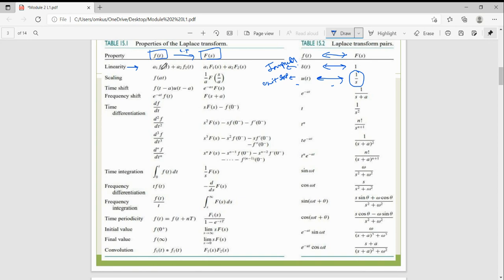Okay. Similarly, some other standard functions are given to you. Now see, this is a differentiator. d by dt is represented in terms of s. Okay.